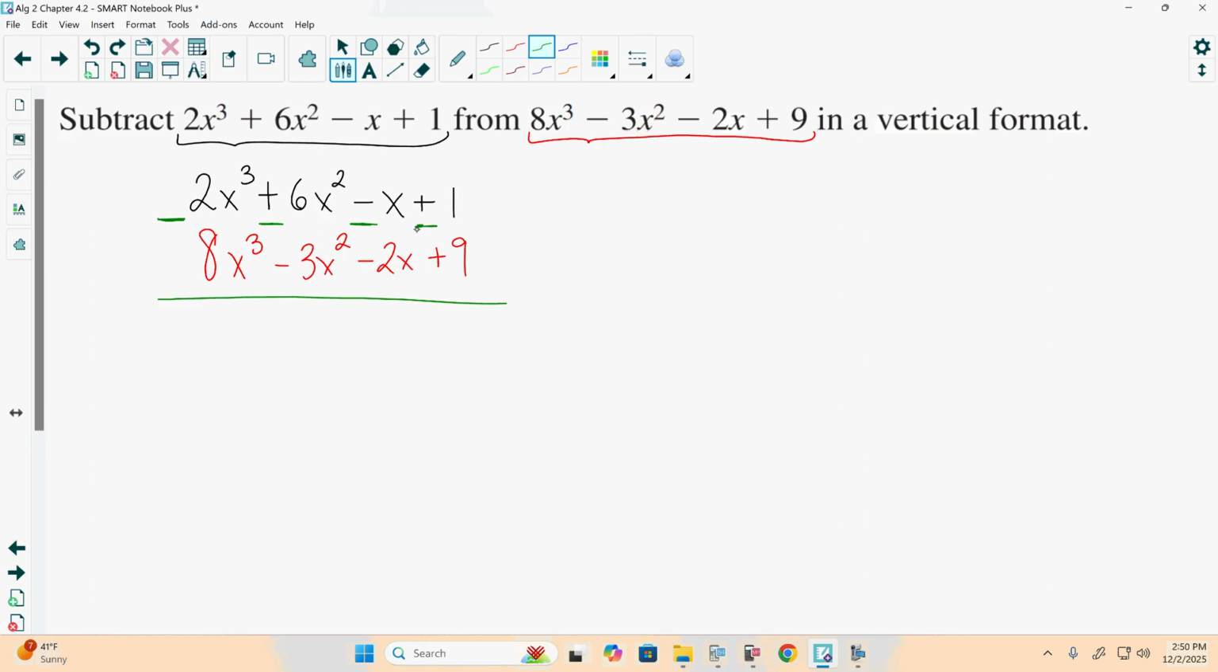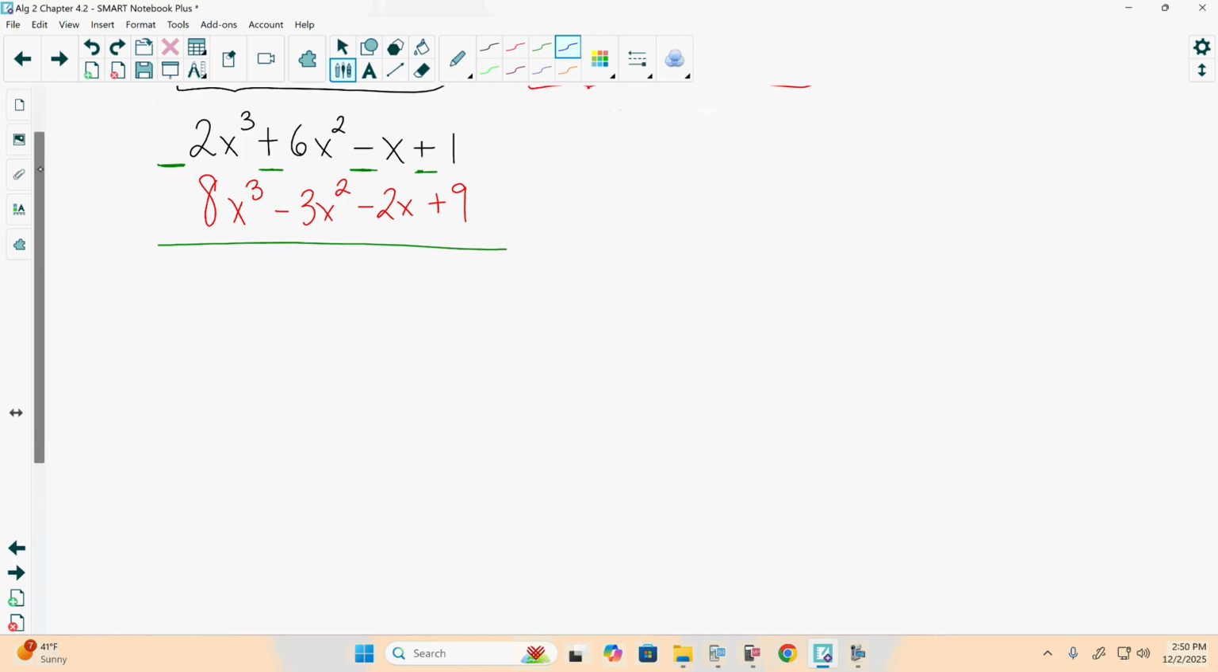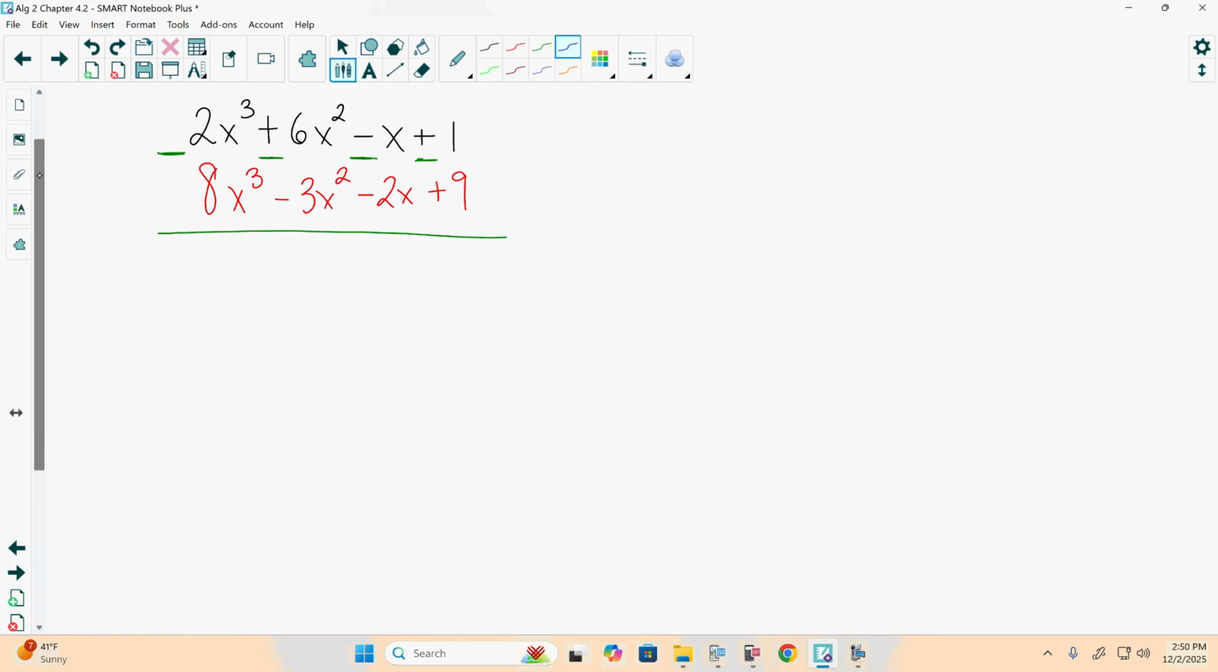Especially when these get bigger, I've done it before: I subtract the first two and then I start adding later on, or I don't distribute that negative all the way through. Questions on this so far? So let's go on and subtract.